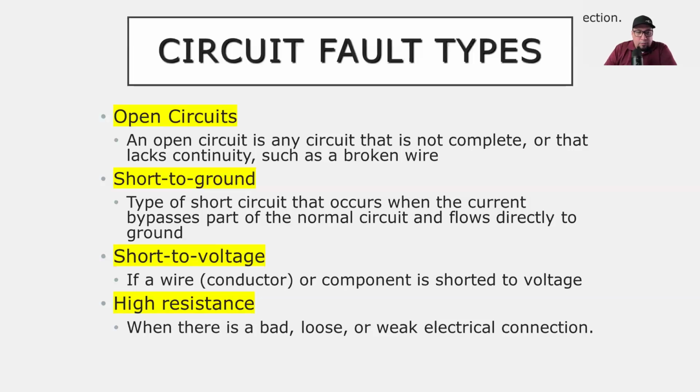Then the last one we have is high resistance. So with high resistance, the fuse is not blown. It's good. The circuit works, but it doesn't work very well, meaning the window motor is slow. It works, but it doesn't work well. The car starts, but it takes a long time. It's really, really slow, and eventually it starts. So those are symptoms of high resistance.